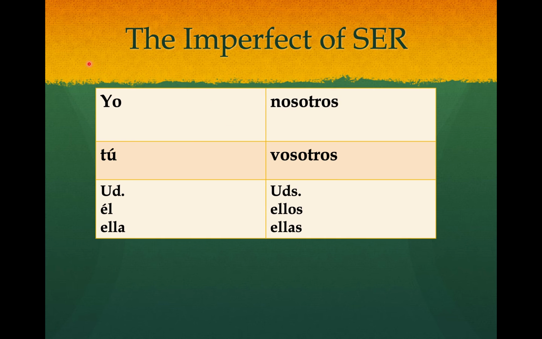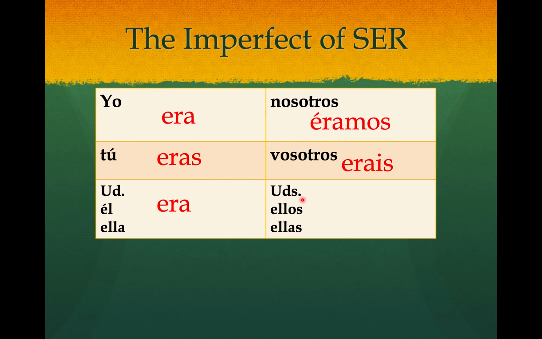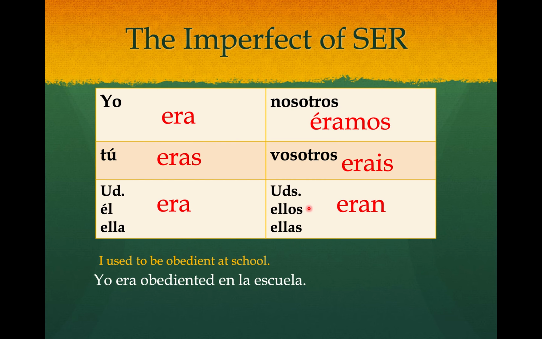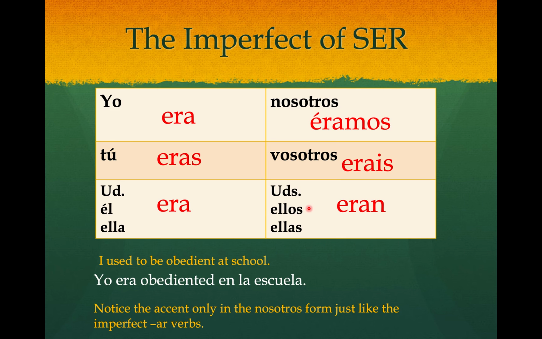The other irregular verb we have is el verbo ser, to be. And it's conjugated like this. Yo era, tú eras, usted, él, ella era, nosotros éramos, vosotros erais, and ustedes, ellos, ellas eran. I used to be obedient at school. Yo era obediente en la escuela. Notice the accent only in the nosotros form, just like in the imperfect tense of AR verbs.